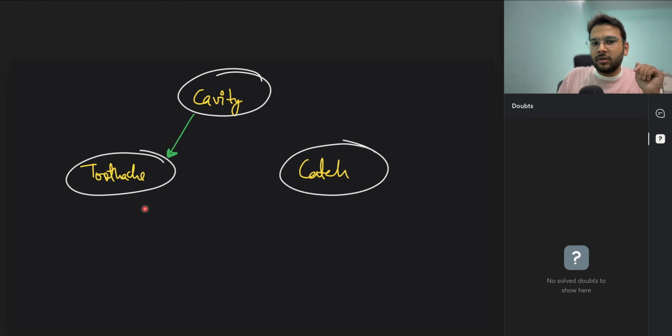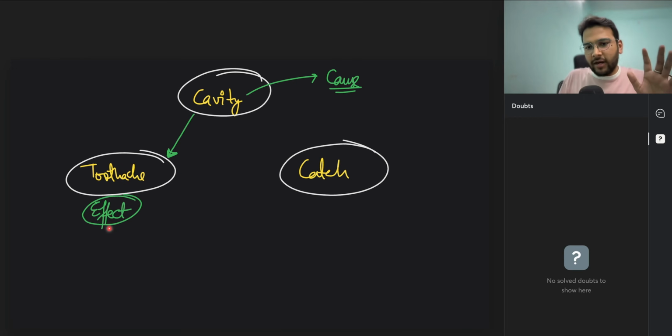Yes or no? That this is a cause. Basically, cavity is what? Cavity is a cause, and this toothache is an effect. Yes or no? Cavity is a cause and toothache is an effect, right? So can I say that toothache influences cavity? So can I say that this toothache is dependent? Basically, there is an arrow from cavity to toothache. Can I say there is a dependency? There's some relation between these two.